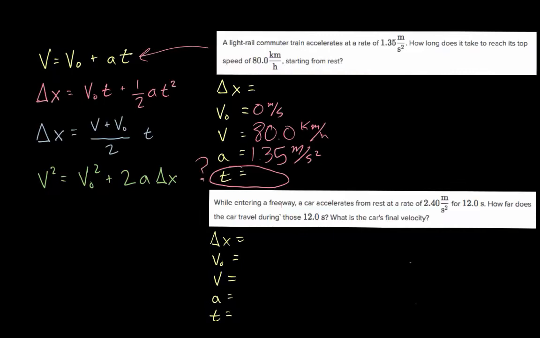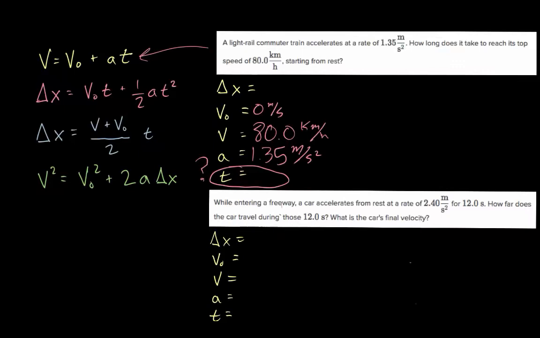We're just going to go through another example of setting things up. So let's go down to this question right here. While entering a freeway, a car accelerates from rest at a rate of 2.40 meters per second squared for 12.0 seconds. How far does the car travel during those 12 seconds? And what is the car's final velocity? So this one actually asks two questions. So let's just focus on the first one to begin with.